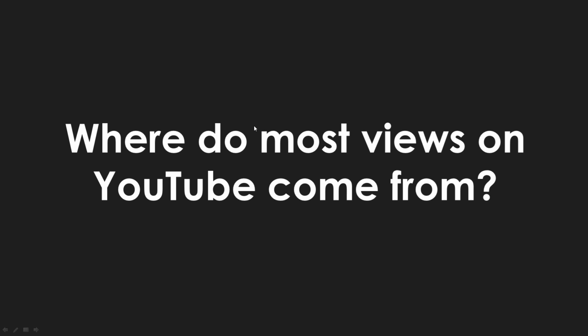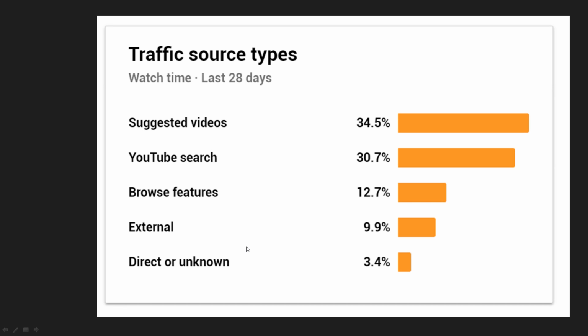And so our next question is, where do most views on YouTube come from? When we go into our traffic source types inside of analytics, it's pretty clear right here. Again, traffic means views. So the number 1 traffic source on YouTube is suggested videos.